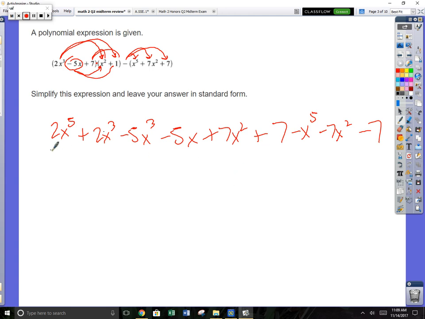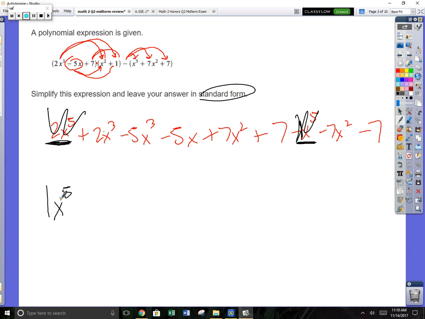So your like terms, let's look for any x to the 5s. So you got 1 there, and you've got 1 there. There's no number in front, so it's minus 1x to the 5th. So if you have 2 of them minus 1 of them, you have 1x to the 5th. Okay, those are done. Okay, now standard form is the biggest exponent to the smallest. So the biggest exponent is going to be 5. Then let's see if there's any exponents of 4. You put them in descending order.